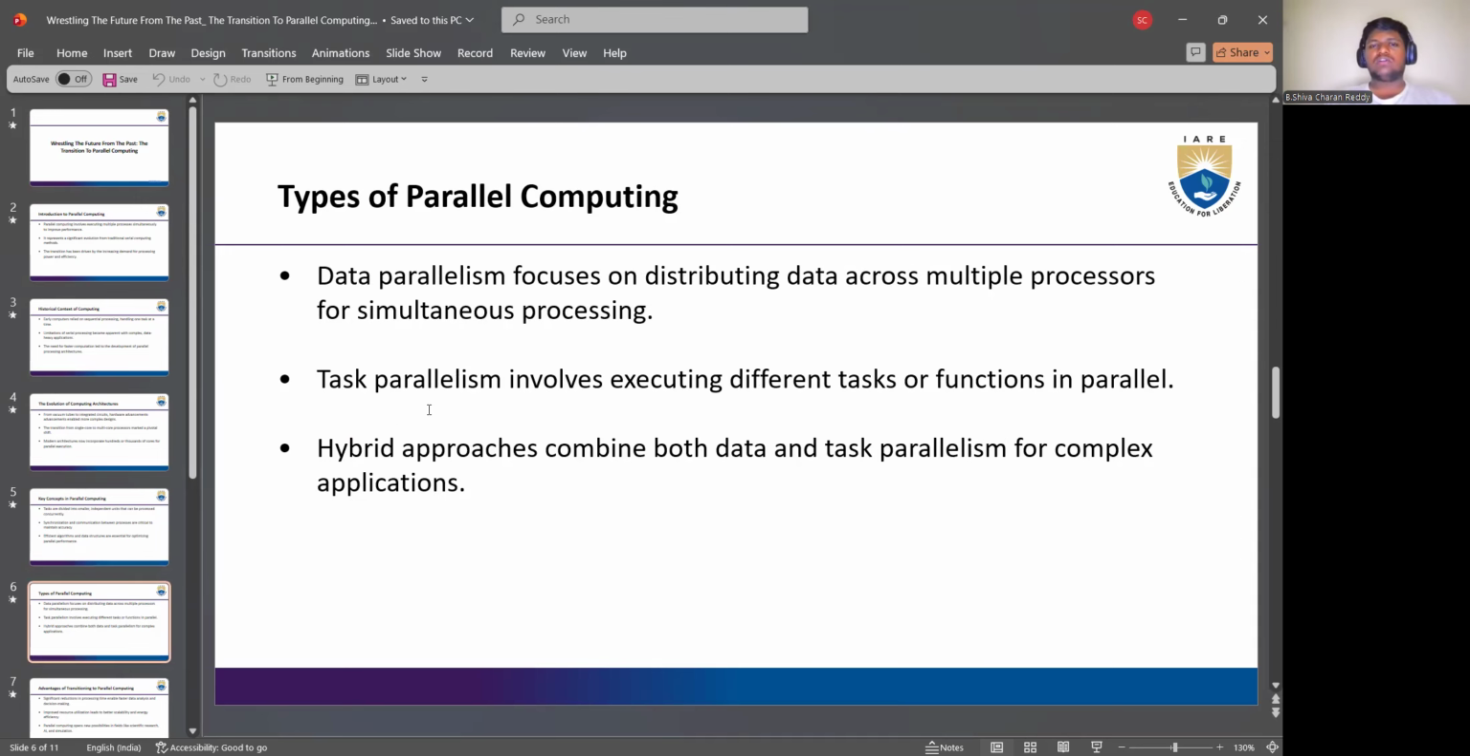Well, coming to the types of parallel computing. Data parallelism focuses on distributing data across multiple processors for simultaneous processing.